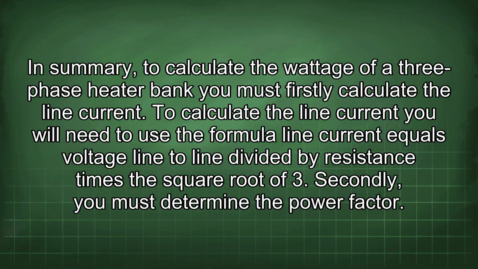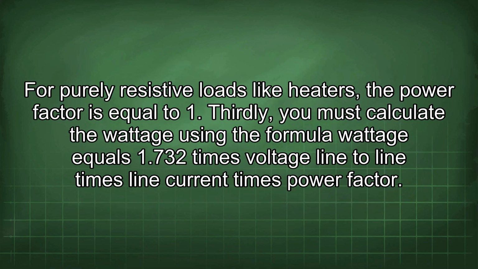In summary, to calculate the wattage of a three-phase heater bank, you must firstly calculate the line current. To calculate the line current, you will need to use the formula line current equals voltage line to line divided by resistance times the square root of 3. Secondly, you must determine the power factor. For purely resistive loads like heaters, the power factor is equal to 1.